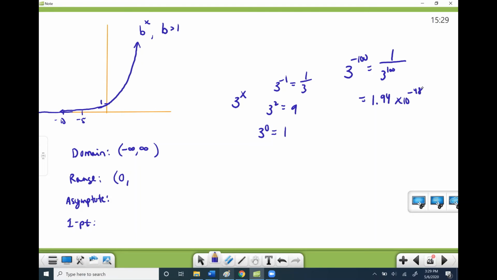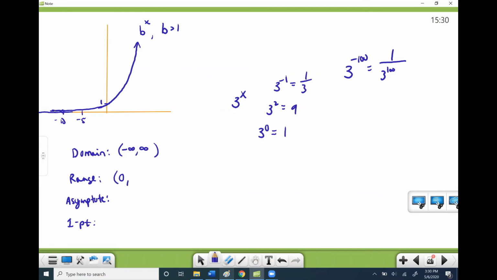At least we all know what that means now. I have to move my decimal 48 times this way. 1, 2, 3, 4, 5, 6, 7, 8, 9, 10, 11, right? It's just going to be like 0.000000000, right? So it's close to 0, but it isn't ever going to be 0. That's why you see that it's just getting smaller and smaller.